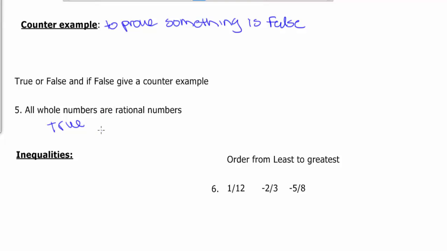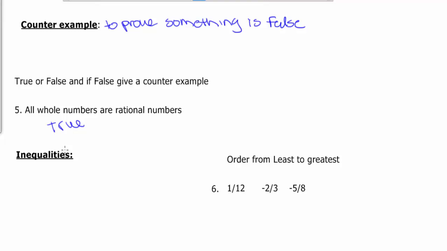Now if it was the other way around, you would say false, and you'd have to give an example, because 1/2 is not a whole number. But since it's true, you just write true and move on. Okay, all right.